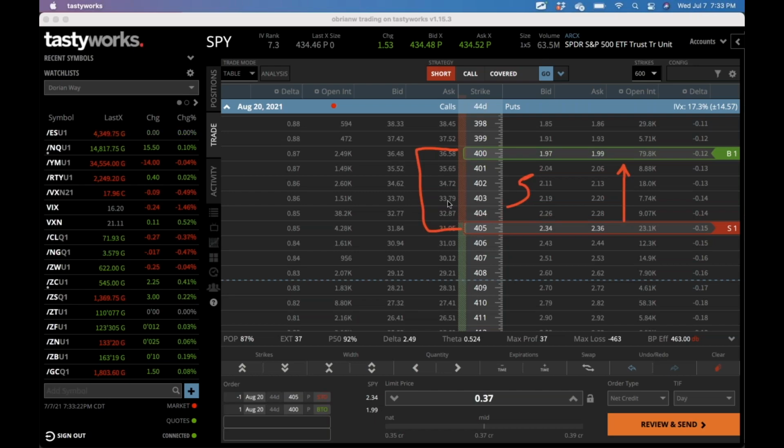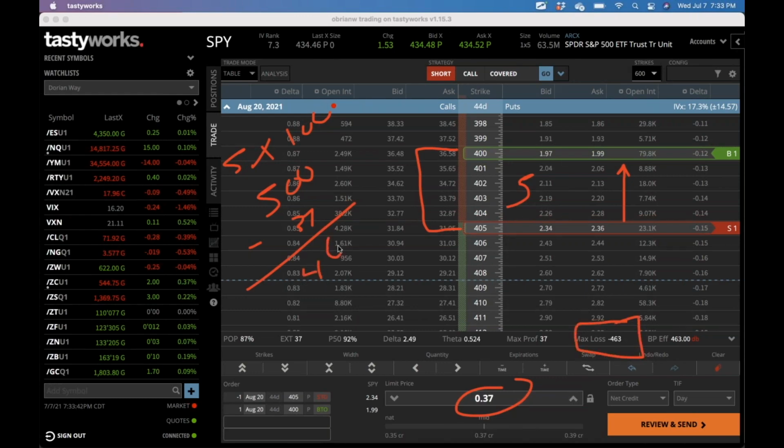It's a 5 point wide spread. The most you can lose is 5 times 100. So the most you can lose on this is 500. And then you take in the premium that you have. So minus the premium, in this case, $37 minus the premium. So the most you can lose on the TastyWorks platform here is $463. That's the most you can lose on that.